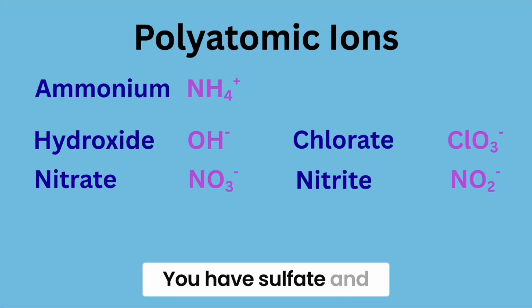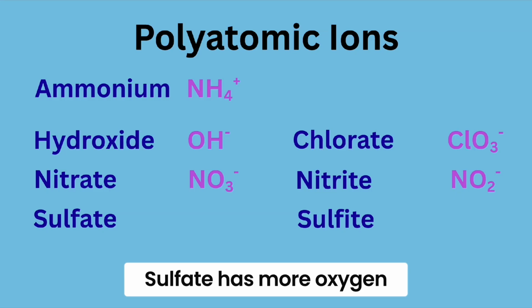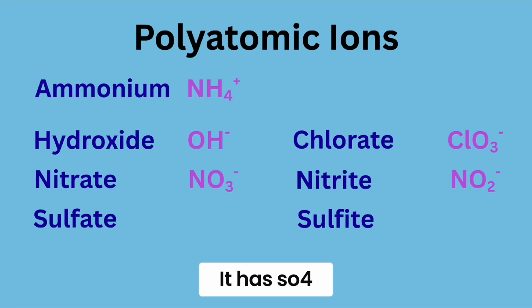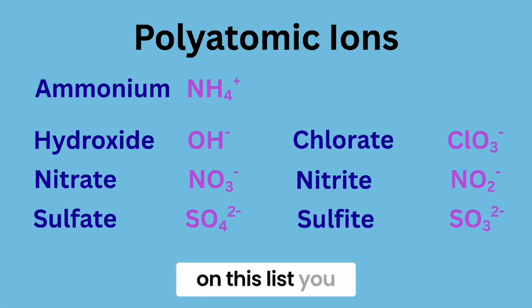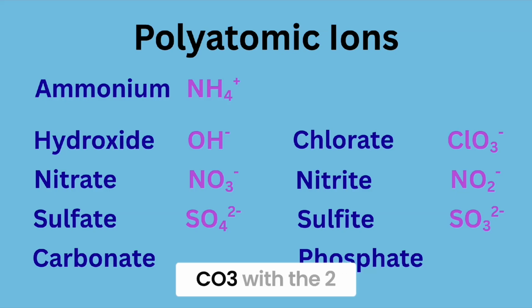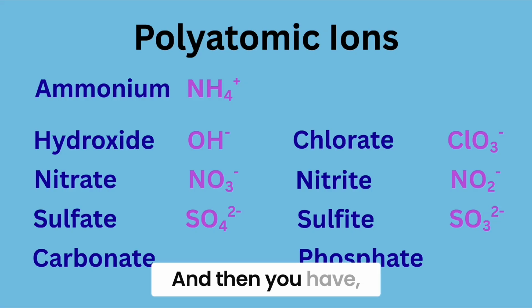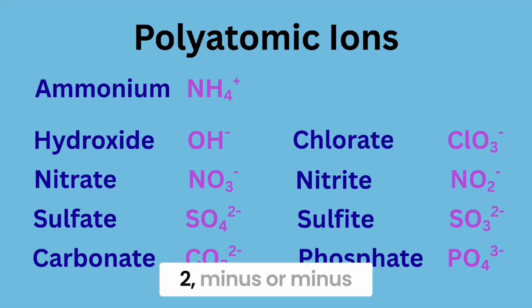You have sulfate and sulfite. Sulfate has more oxygen. It has SO4, -2 charge. Sulfite, SO3, -2 charge. And then lastly on this list, you have carbonate and phosphate. Carbonate is CO3 with a 2-, and then you have phosphate, which is PO4, 2- or -2. Those are polyatomics that you want to memorize.